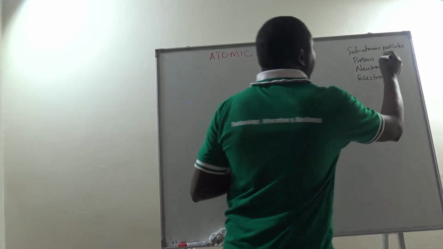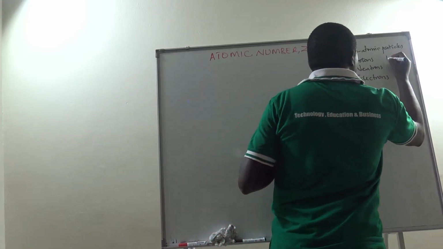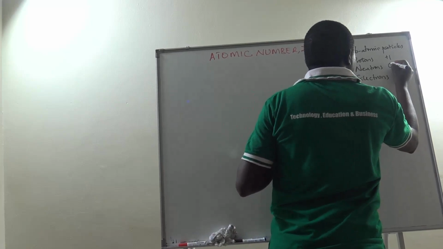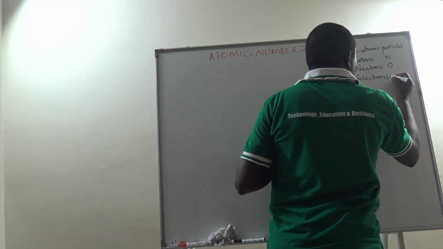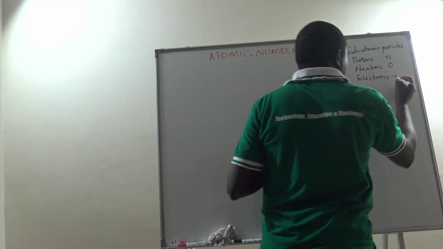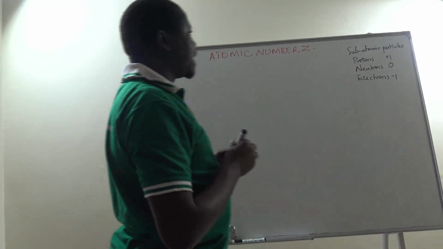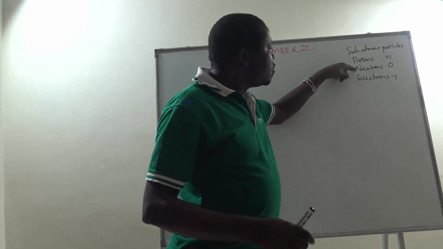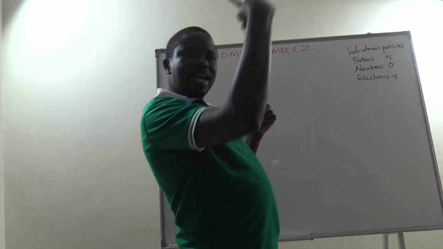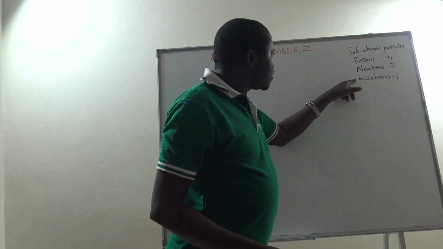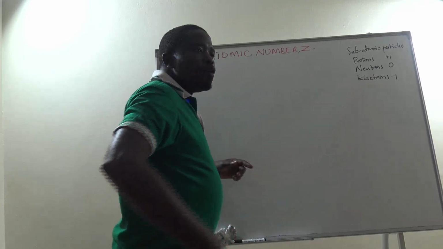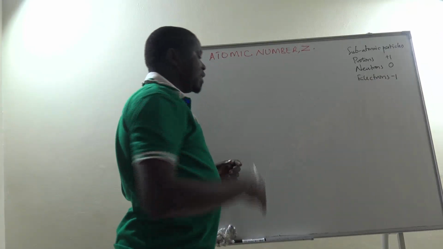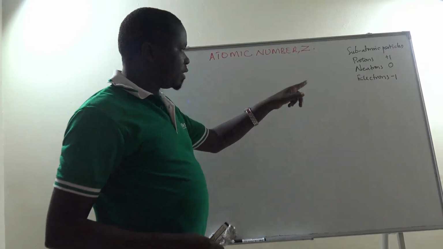So protons are positive particles, and each proton has a charge of positive 1. A neutron is a neutral particle with no charge, and an electron is a negative charge particle with a charge of negative 1. So those are the subatomic particles. And remember that the protons and neutrons abide inside the nucleus, while the electrons are found moving around the nucleus in shells or orbits or energy levels. That is what we saw.